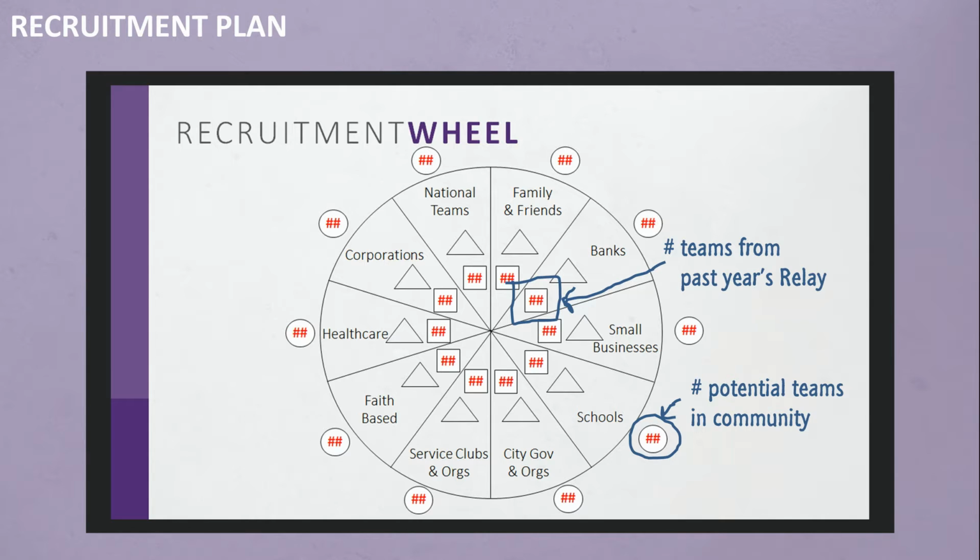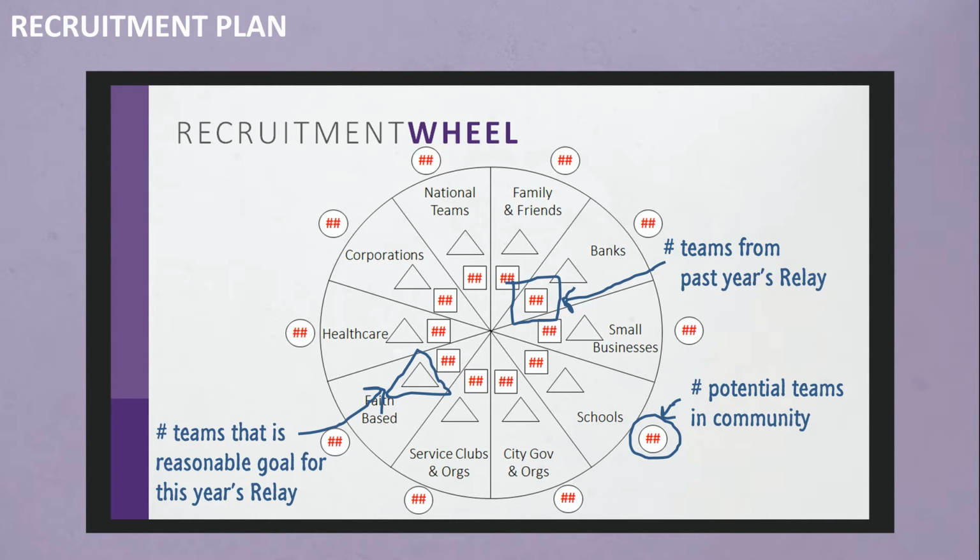The circle is the number of entities in your community that are potential teams. For example, if there are 15 schools in the community, 15 would go in the circle. The triangle is the number of teams in each category that is a reasonable goal for this year's relay.